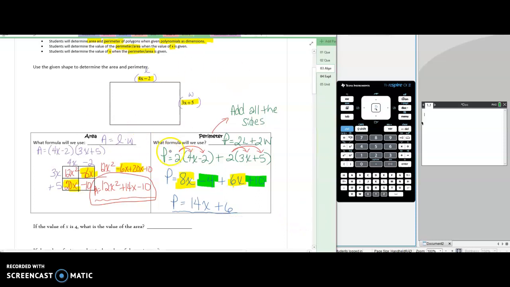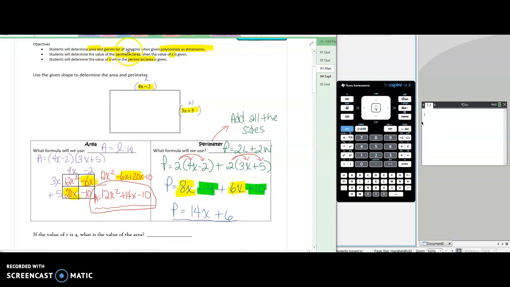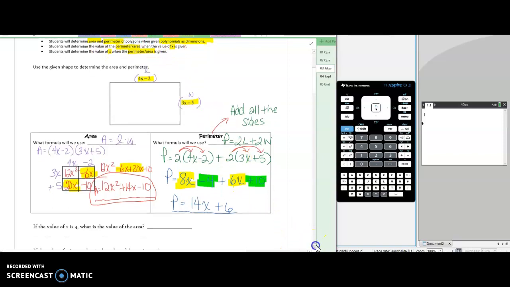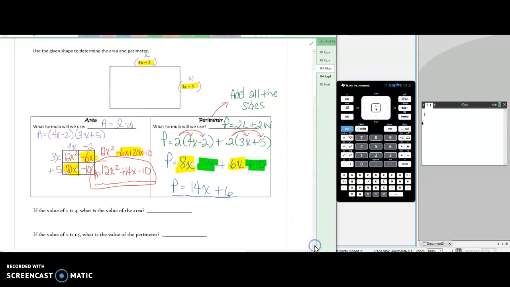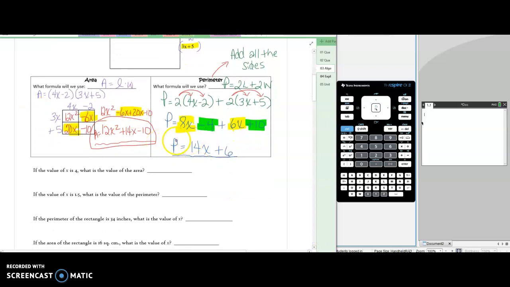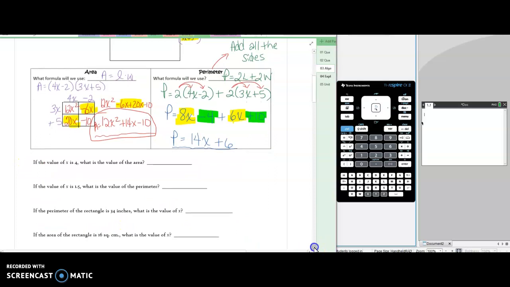Okay, so we did the hard part, right? We have actually determined the area and perimeter of polygons when given polynomials as dimensions. So these are in terms of x. So now what we're going to do is use these terms of x to answer all of these questions down here. Okay?